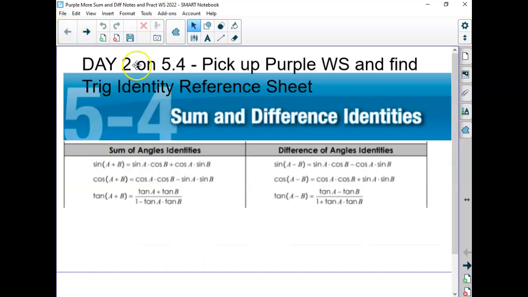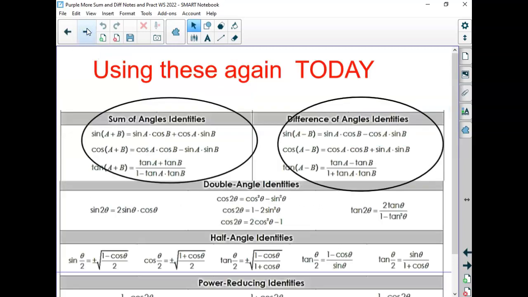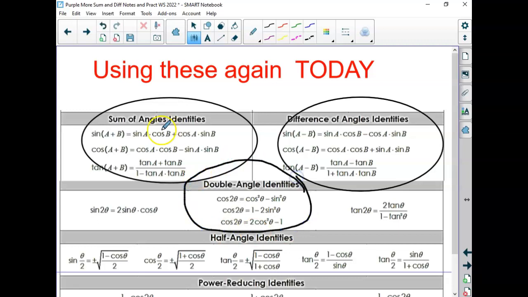All right, guys. So today we're doing sum and difference identities. You need the purple worksheet. It is attached in Google Classroom if anybody needs it. This is where we are going to find things on the back of our reference sheet. Okay. We're using these sum and difference identities. We are also going to do one example from the double angle section down here.